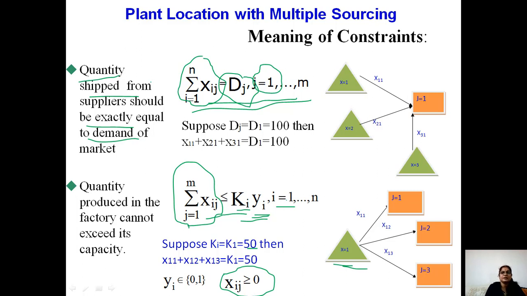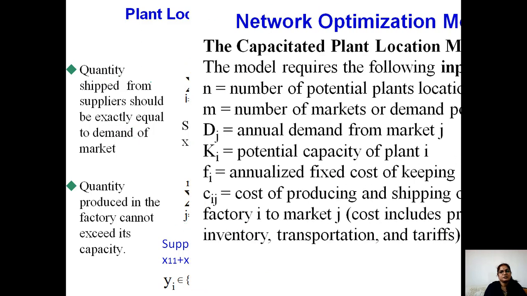So that is why this particular constraint, together with this constraint, will act appropriately. And this is the constraint saying that yi should take only 2 values, binary values. So that is how plant location with multiple sourcing is functioning.